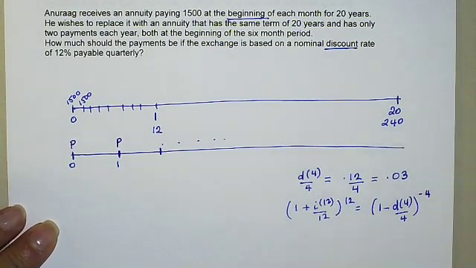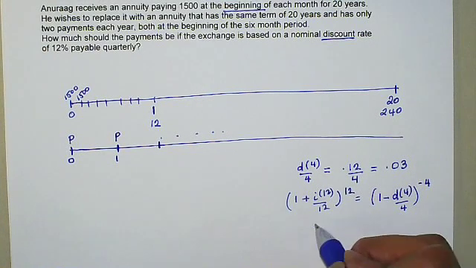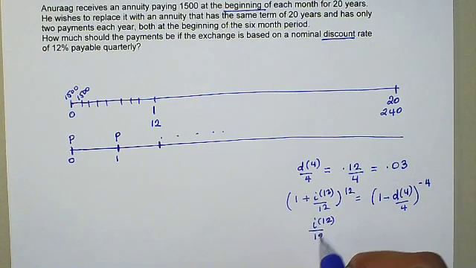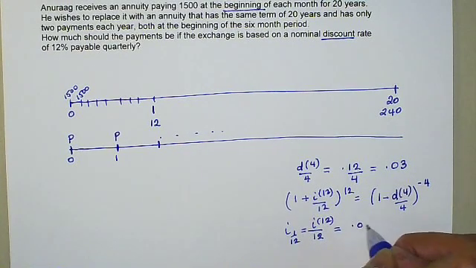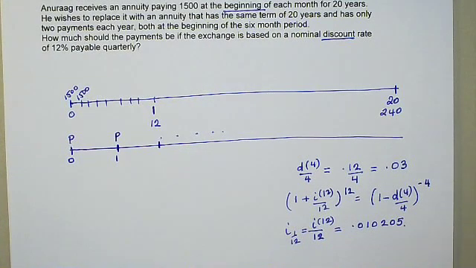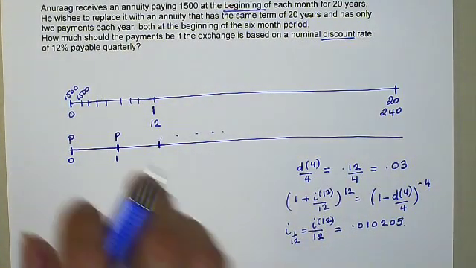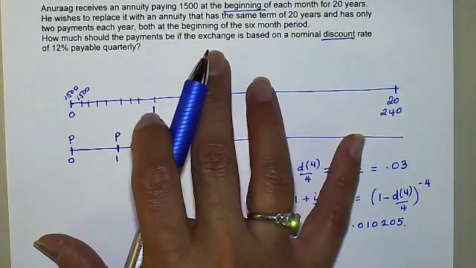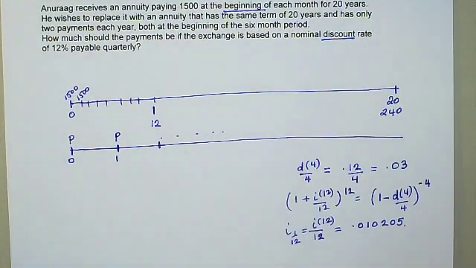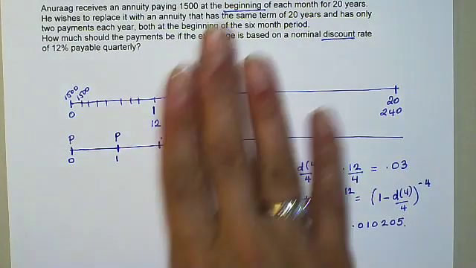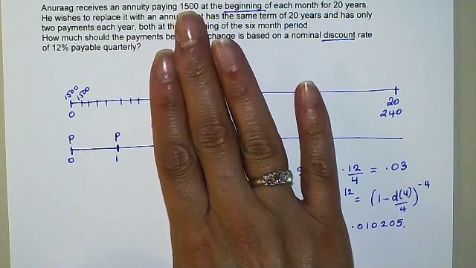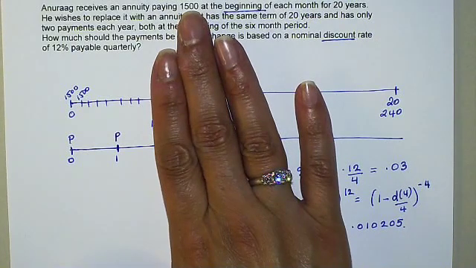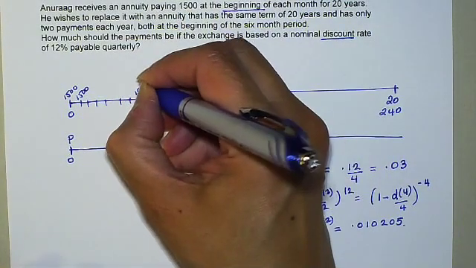I can do my 1 plus i12 over 12 to the 12th power equals 1 minus d4 over 4 to the negative 4 power, and solve that for i12 over 12, which is i monthly. That turns out to be 0.010205. So now I have a monthly rate. And then let's find an expression here. How much should the payments be if the exchange is based on a nominal discount rate? Okay, so can I equate just the first year of these two?